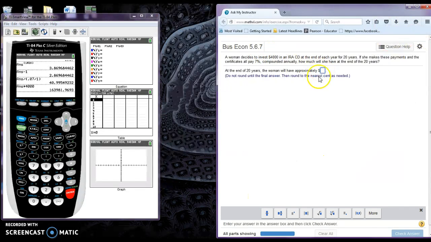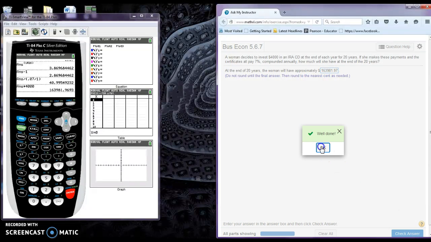I want to round it to the nearest cent, it says. So I've got 163,981, and it looks like 97 cents. Before I check this, I'm going to make sure that makes sense. She is investing, so I expect that her money is going to grow. If she just put $4,000 per year in, this is growing a little faster because she's earning interest on it as well. So this number makes sense. If I got a value that was very, very small here, like a number under 4,000, I would feel like maybe I chose the wrong formula or something like that.